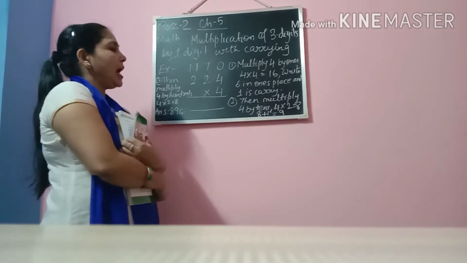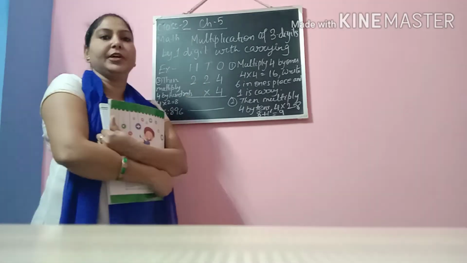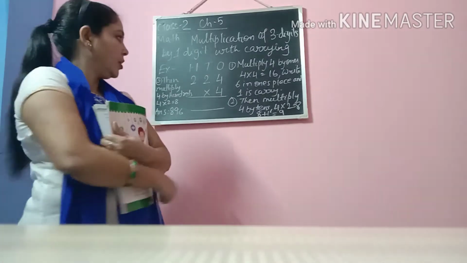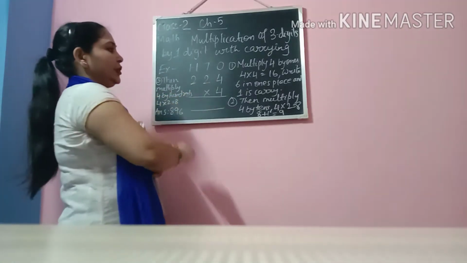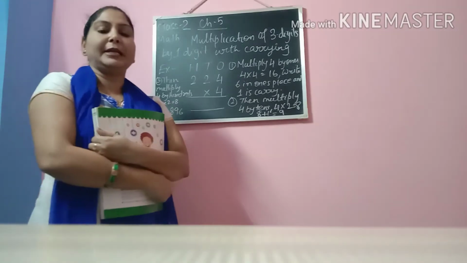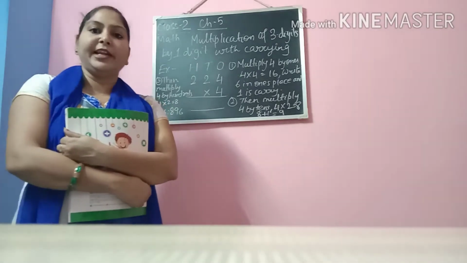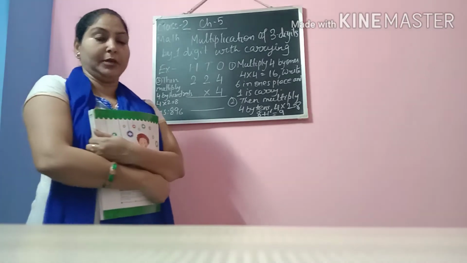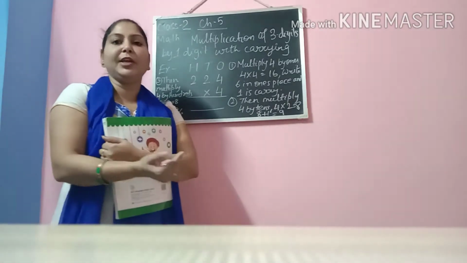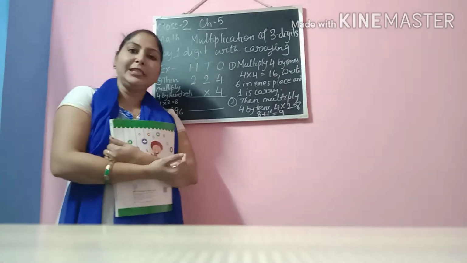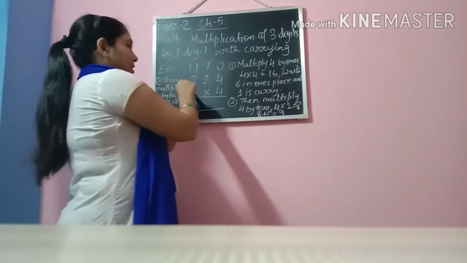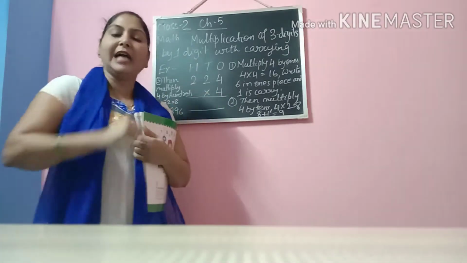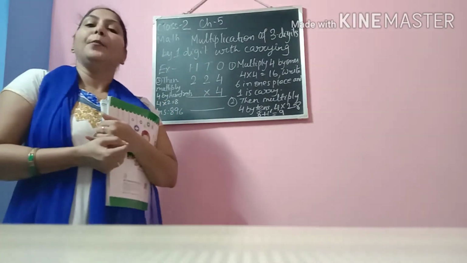Okay, so I have taken one example over here, 224 multiplied by 4. You can see I have written the question 224 multiplied by 4. So 224 is a 3-digit number and we are multiplying by a 1-digit number. As we know, we have to start multiplying from the ones place. The upper one is the multiplicand, the lower one is the multiplier, and the answer which we get is known as the product.